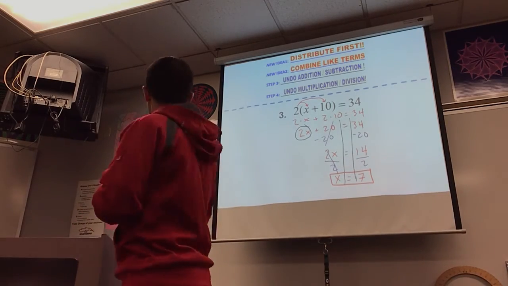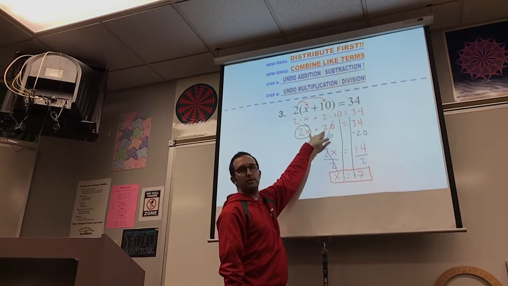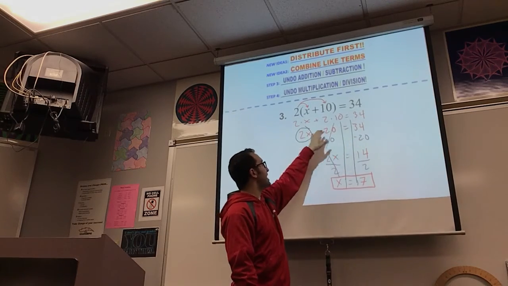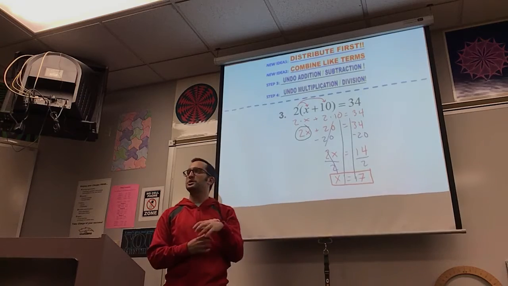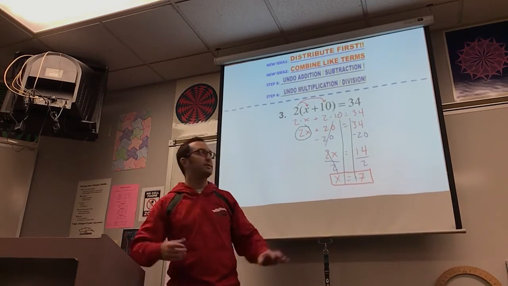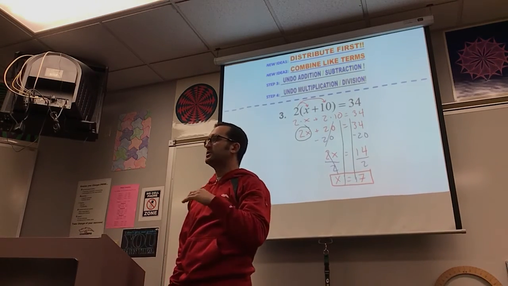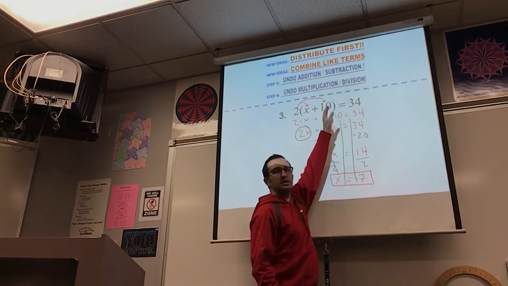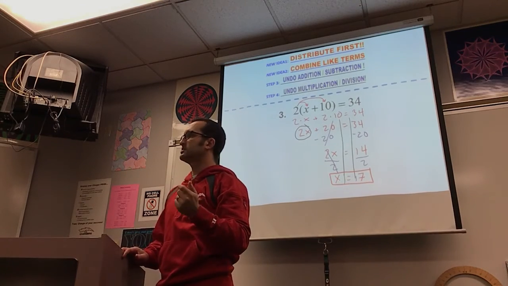Questions on this one? Notice, please do the distributive property, then combine your like terms. Now you've got a 2-step equation, right? Undo addition and subtraction, then undo multiplication and division. Now we should have said at the beginning, 2 times what gives me 34, right? That's what our thought process would have been. 2 times something gives me 34. That something should have been 17, right? 2 times 17 gives me 34. So in order for the parentheses to equal 17, x would have had to be 7.